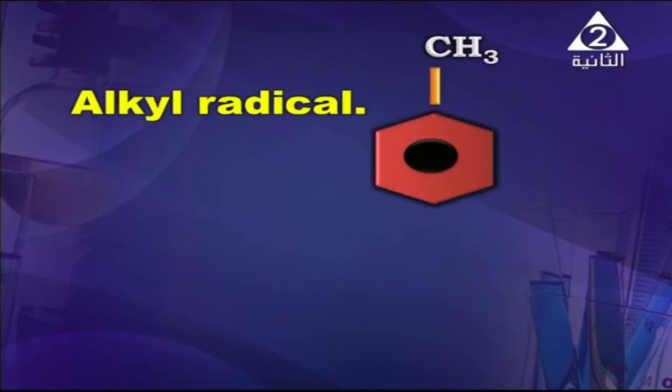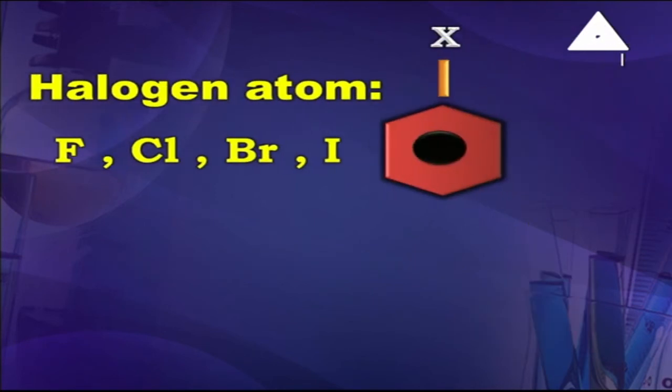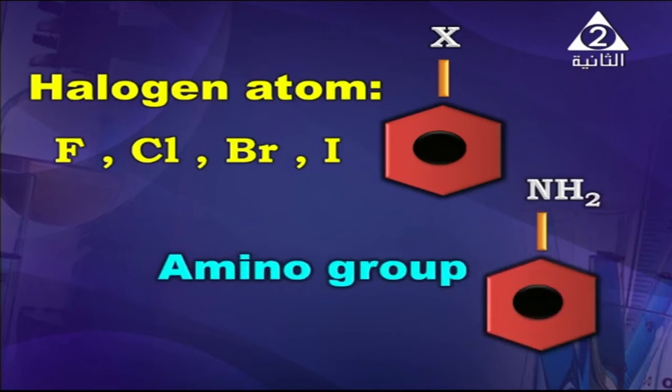This group A, the ortho-para directing group, may be an alkyl radical such as CH3, a hydroxyl group OH, a halogen atom: fluorine, chlorine, bromine, iodine, or an amino group NH2.